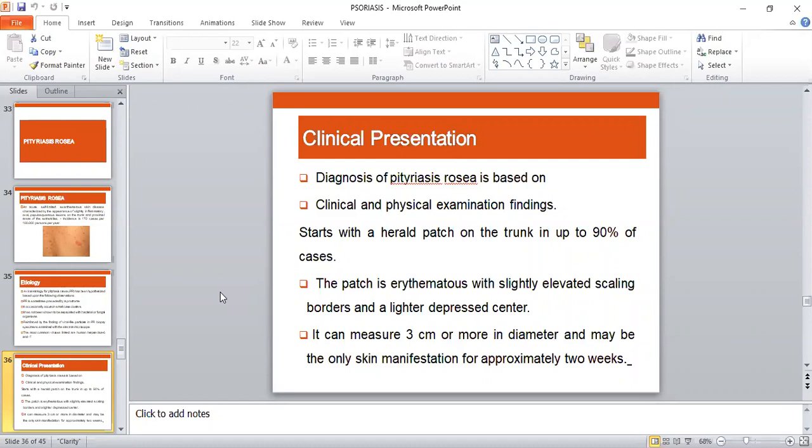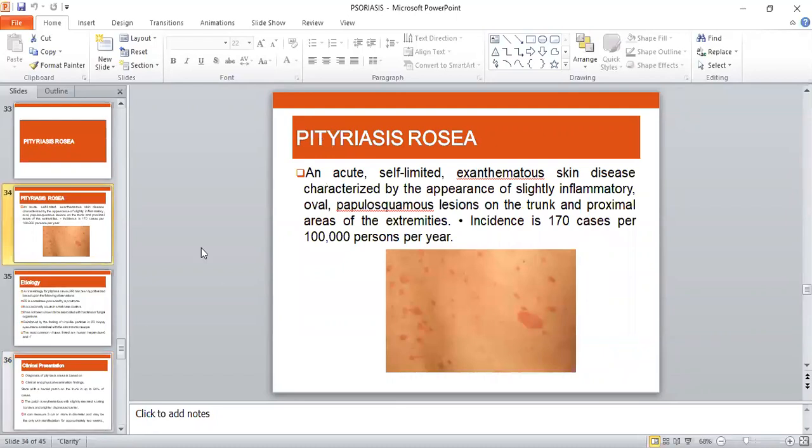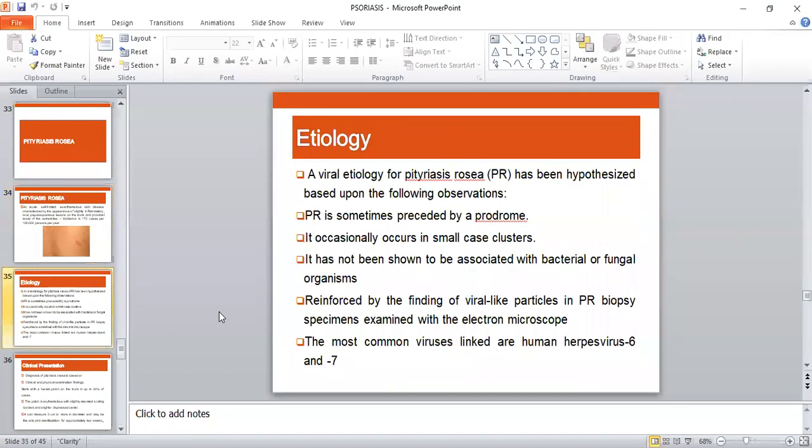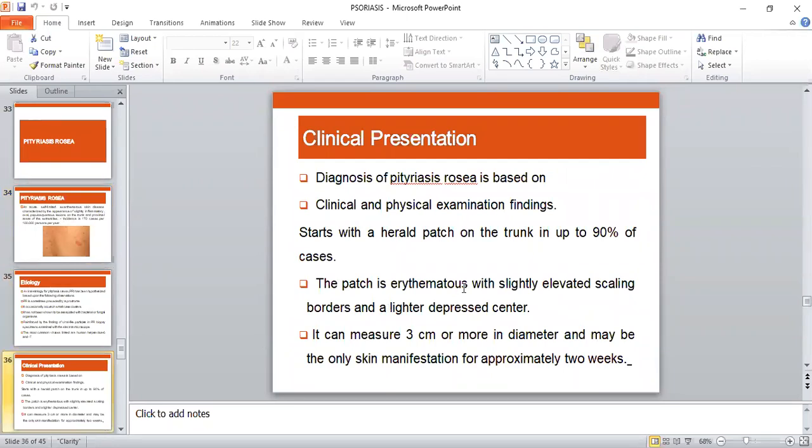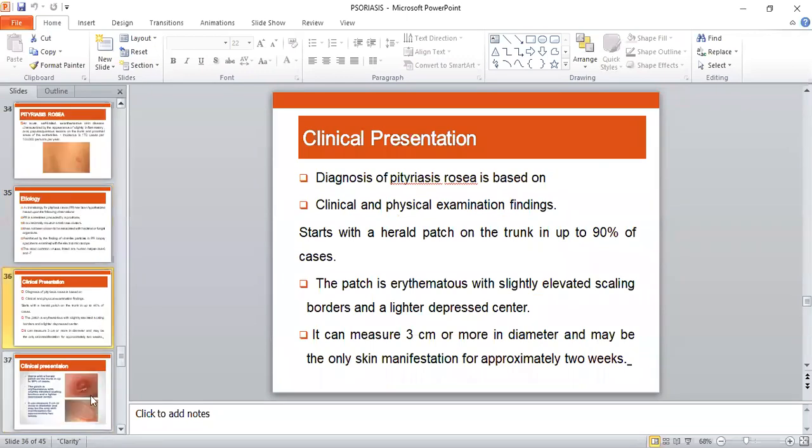So this patch starts with the herald patch. This on the trunk is in 90% of cases, which I have told you, this big patch, this one is the herald patch, which is usually not obvious because the time period has gone and we can't see the herald patch. The patch is erythematous with slightly elevated scaly borders and a lightly depressed center. It can measure 3 centimeters or more in diameter and may be the only skin manifestation for approximately 2 weeks. And you may not see the actual herald patch.